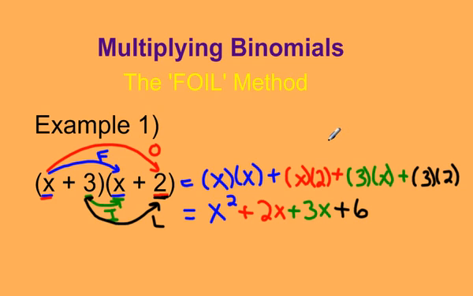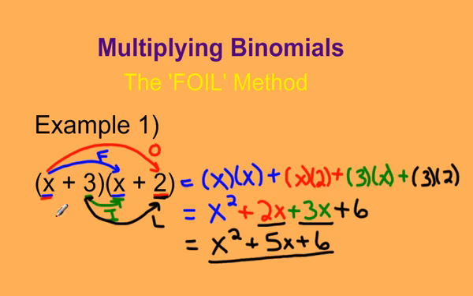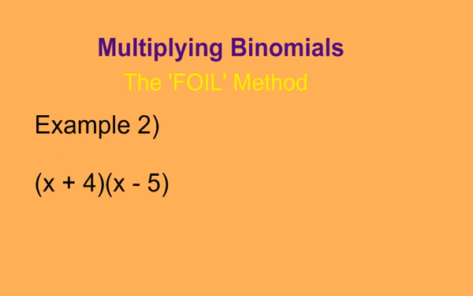Okay, at this point you're going to look to see if you can collect any like terms and simplify this. I see I have a 2x and a 3x that I can combine. So this equals x squared. 2x plus 3x can be thought of as adding 2 oranges plus 3 oranges. So 2 plus 3 is 5x plus 6. And there's my final solution. So x plus 3 multiplied by x plus 2 gives me a final answer of x squared plus 5x plus 6.